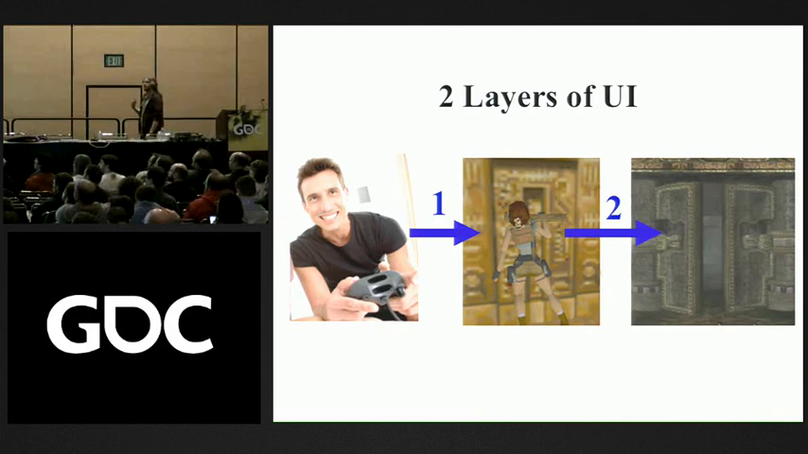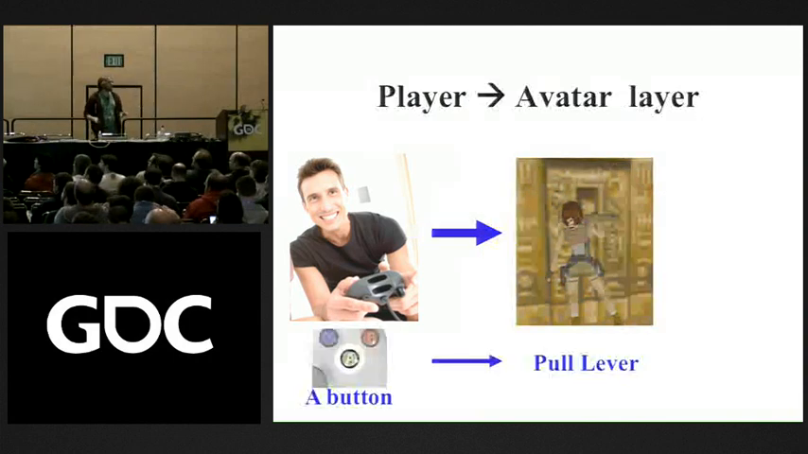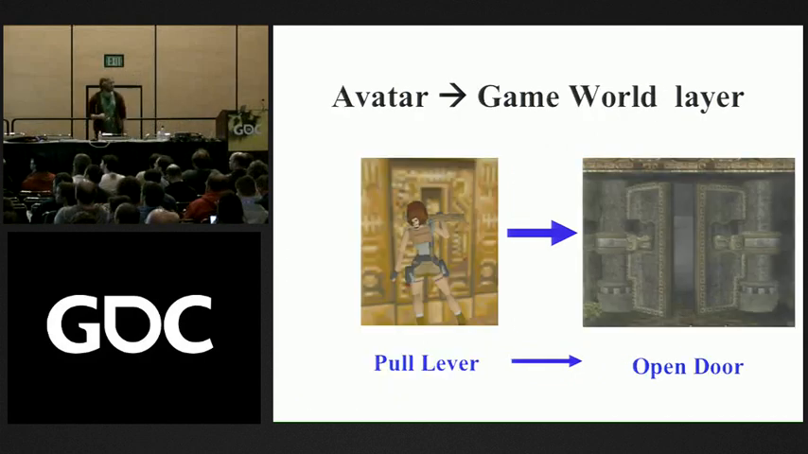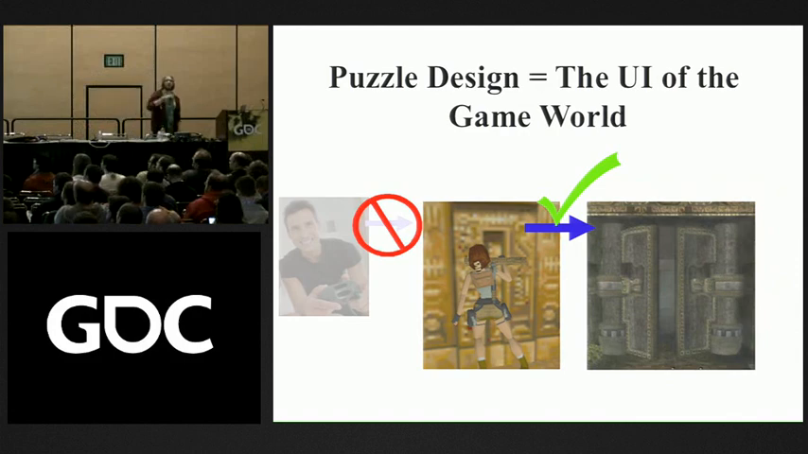And with respect to puzzles in video games, there's actually two layers of user interface. The first layer is the player to avatar layer. It's like you're holding a controller and you want this avatar in the world to do something for you. So, pushing A is how you get Lara to pull the button. And then there's a second layer, which is kind of the avatar in the world trying to figure out how to get that game world to work for them. So pulling the lever opens the door would be part of the second layer. We're talking about the second layer only.